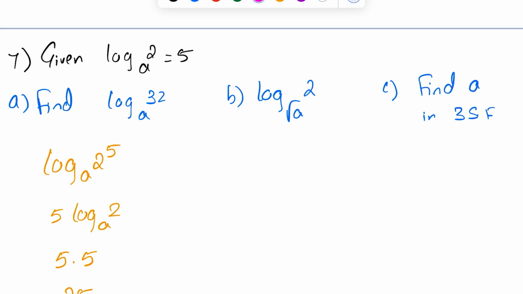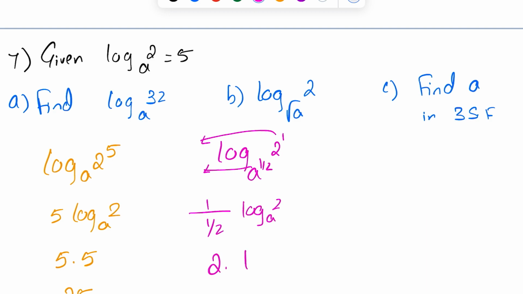Now log 2 to the base root a. So log 2 to the base a to the power of 1 upon 2. So this number comes to the numerator, 1 upon 2 comes to the denominator. 1 upon 2, log 2 to the base a. So 2 times log 2 to the base a. Log 2 to the base a is 5. 2 times 5 is 10.